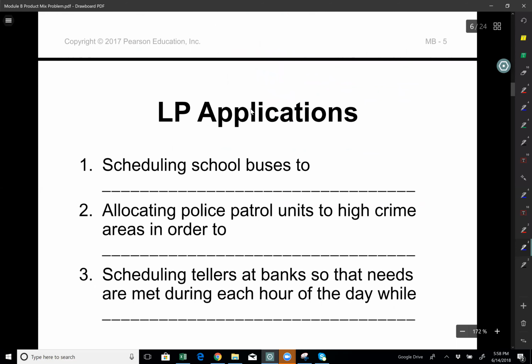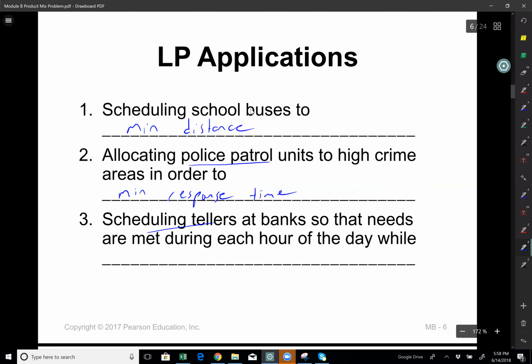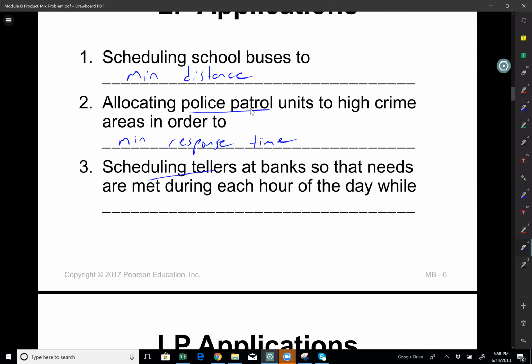Okay. So what are the LP applications? There are several. One, scheduling school buses to minimize the distance traveled. Or it could be allocating police patrol units to high crime areas in order to minimize response time. Or scheduling tellers in a bank to minimize the total cost, minimize labor cost.